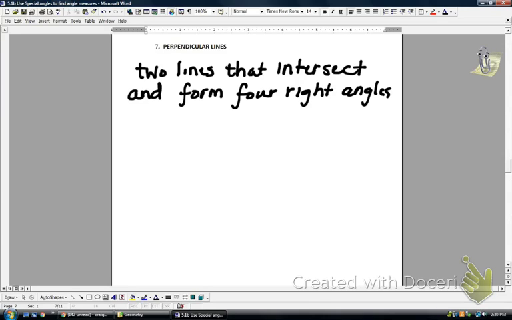Perpendicular lines are two lines that intersect and form four right angles. So here's what perpendicular lines look like, and that would make a right angle, that would make a right angle, all the way around. So two lines that intersect and form 4 right angles are perpendicular.